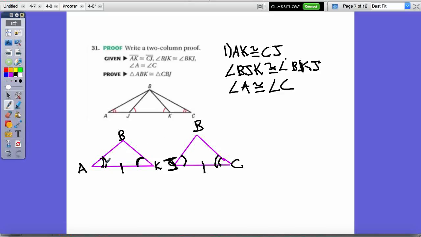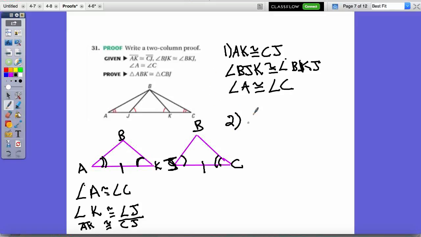So actually right away, let's look here, I have an angle A, I have an angle K. So A was congruent to angle C, K was congruent to J, and segment AK was congruent to segment CJ. So you'll notice I have two angles here and I have their included side. Segment AK has endpoints of A and K. Segment CJ has endpoints of C and J. So there's actually nothing to do here.